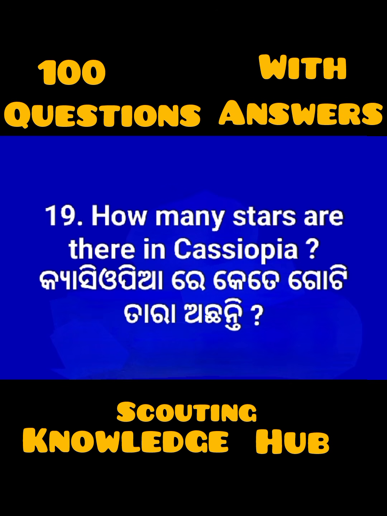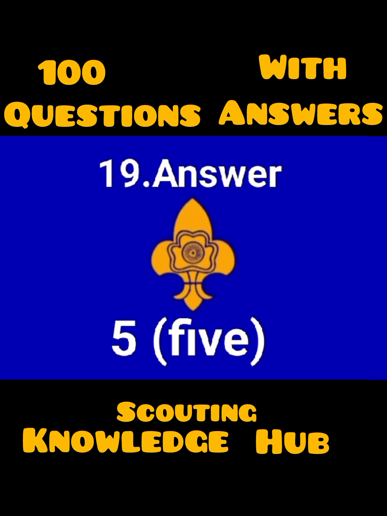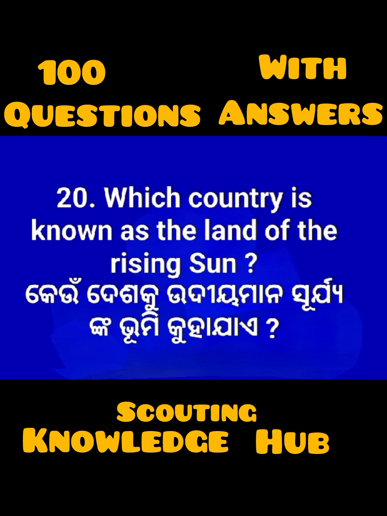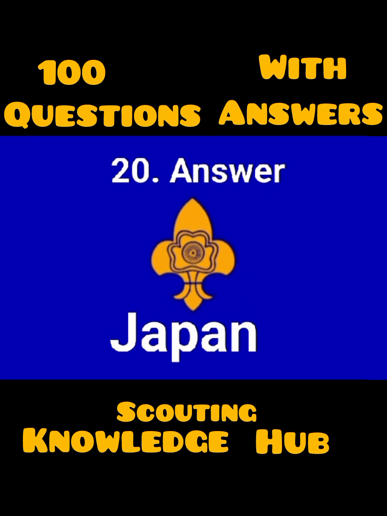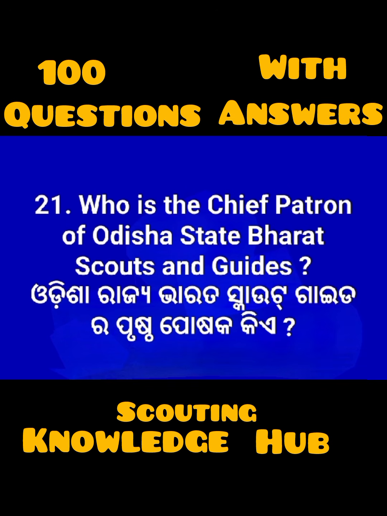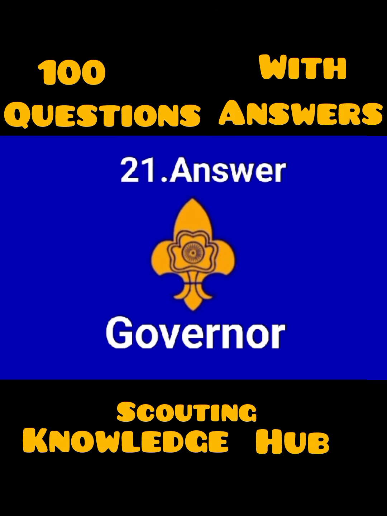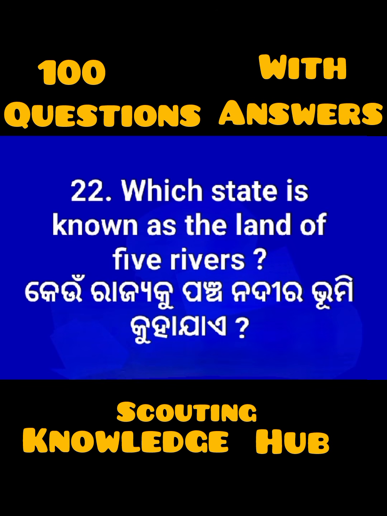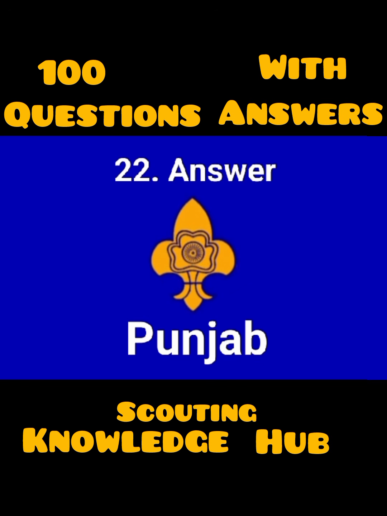How many stars are there in Cassiopeia? 5 stars. Which country is known as the land of the rising sun? Japan. Who is the chief patron of Odisha State Bharat Scouts and Guides? Governor. Which state is known as the land of 5 rivers? Punjab.